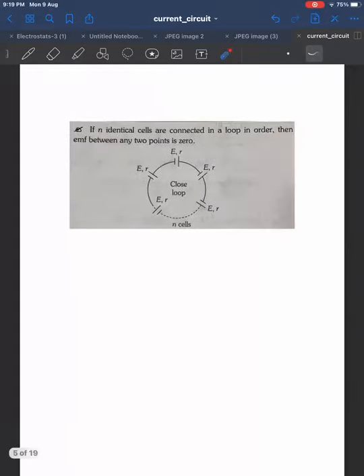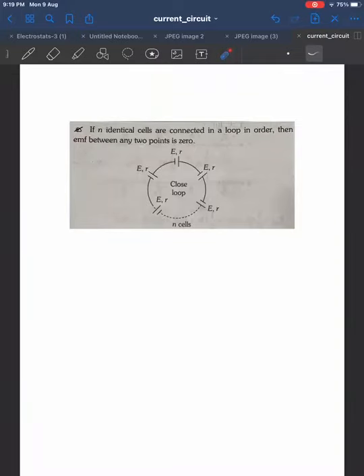Okay. Now let us do some problems based on not this general circuit of current electricity. Before that, there is one more thing. This is actually a theory question. See here, if n identical cells are connected in a loop, then the EMF between any 2 points is zero. Any 2 points means you take any two random points, but the EMF is zero. Don't get confused if in the question there's something else.